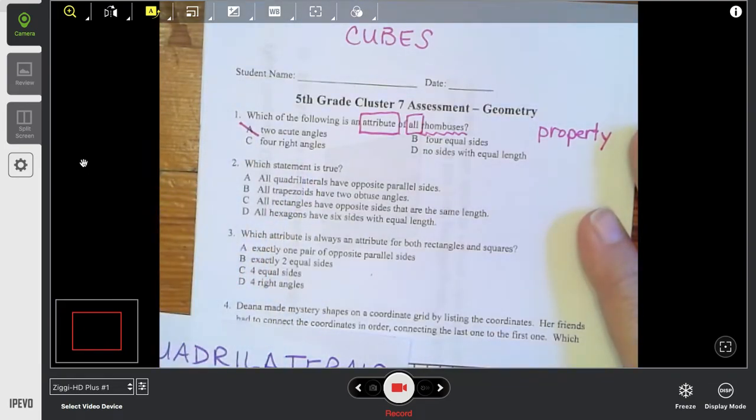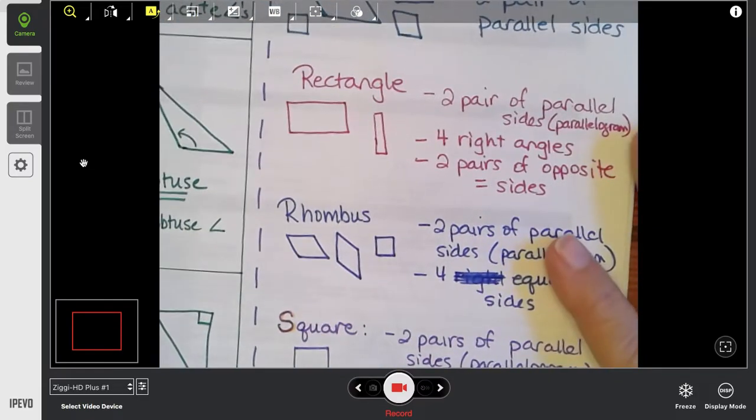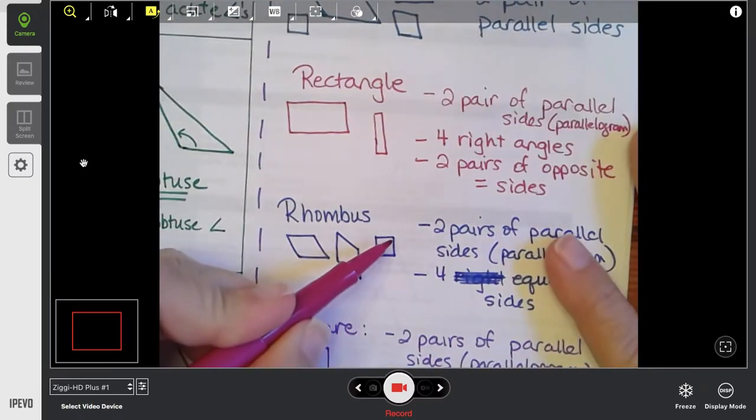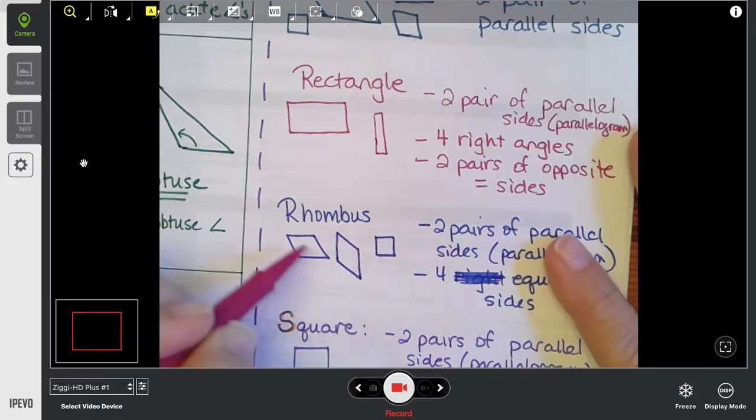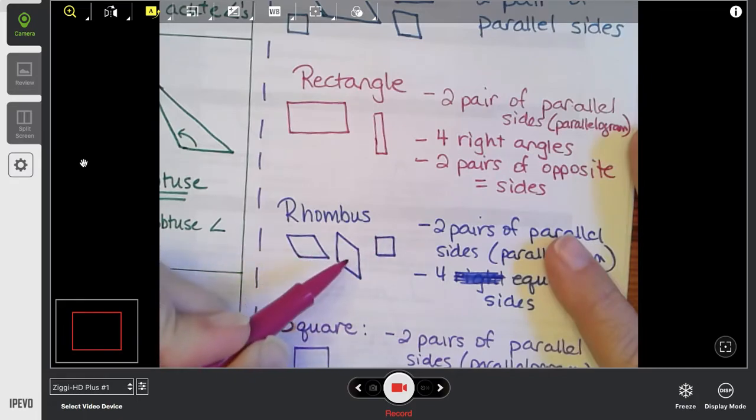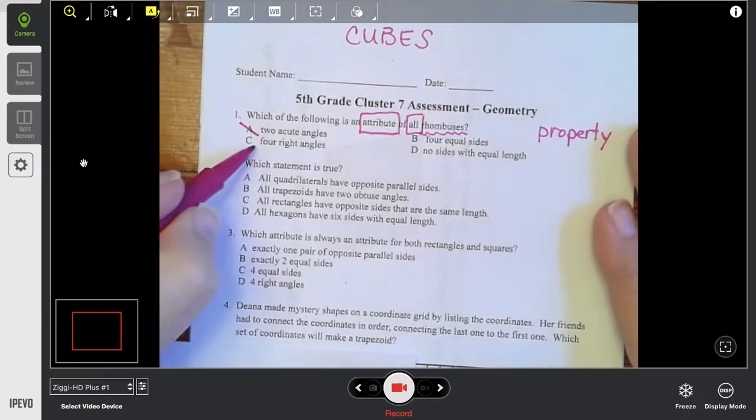Does it have to have 4 right angles? Well, that's the same thing. My square rhombus does have 4 right angles. But these 2 rhombuses don't. They have 2 acute angles and 2 obtuse angles. So we can cross that one out.